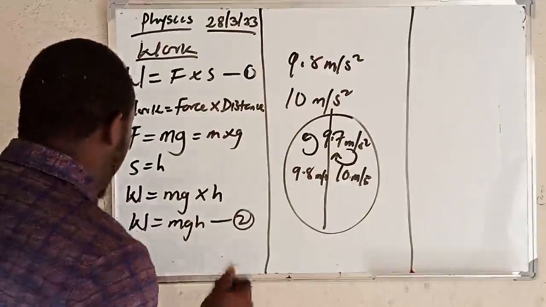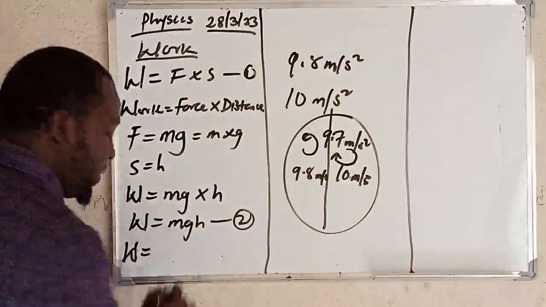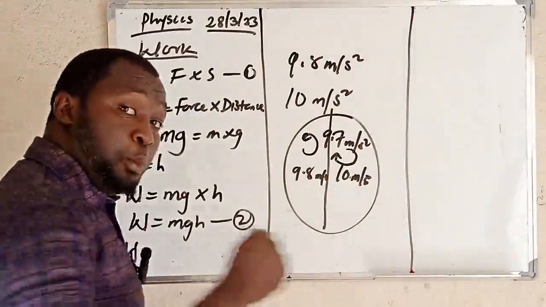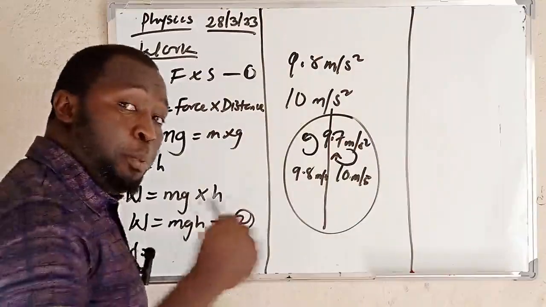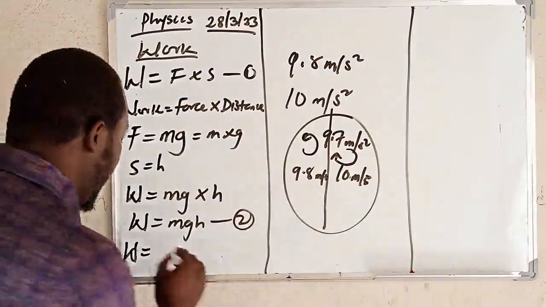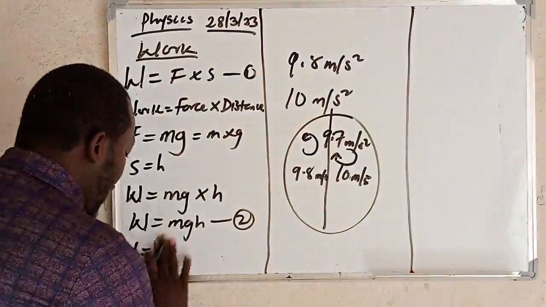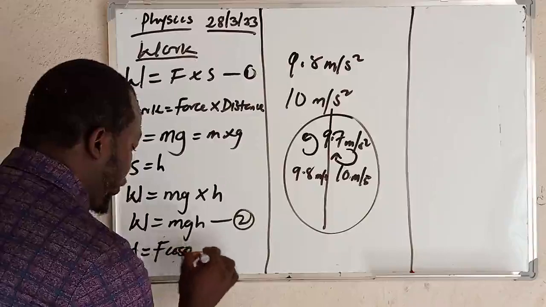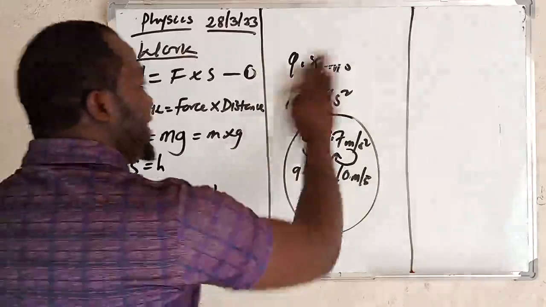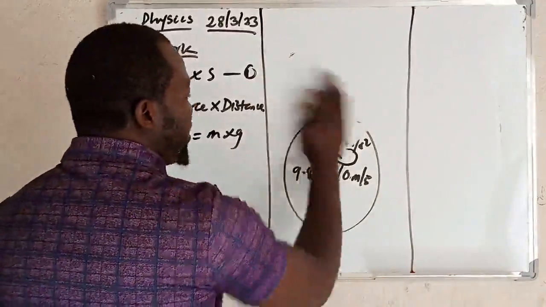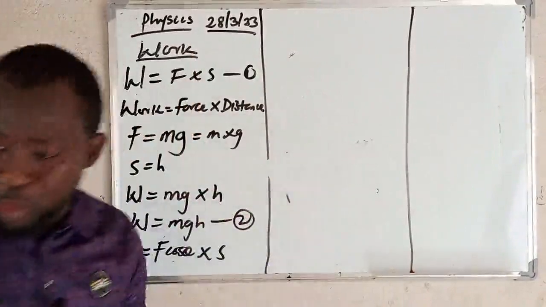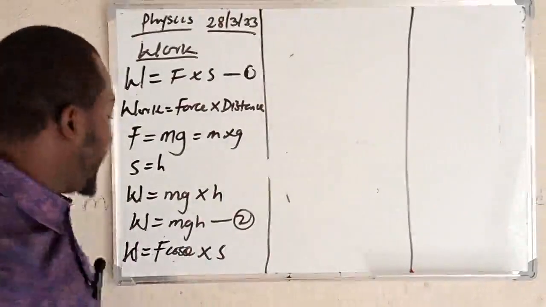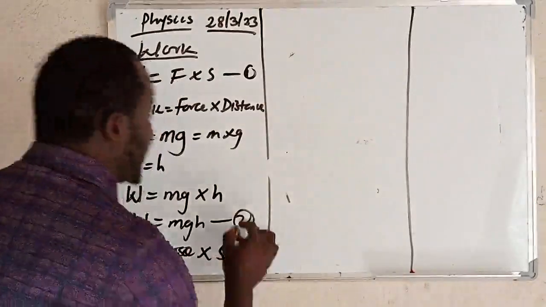Again, we have the third formula, which deals with motion at an angle. When a force moves in the direction of an angle, then work equals that force with that angle multiplied by a distance. These are the three formulas we have when we want to solve a work problem. This is formula number 3.